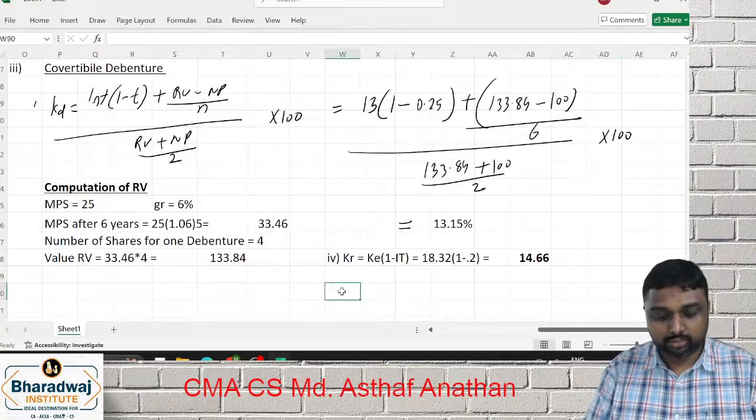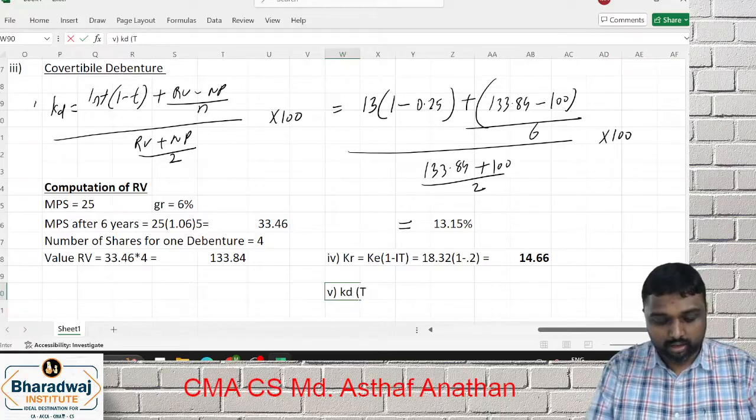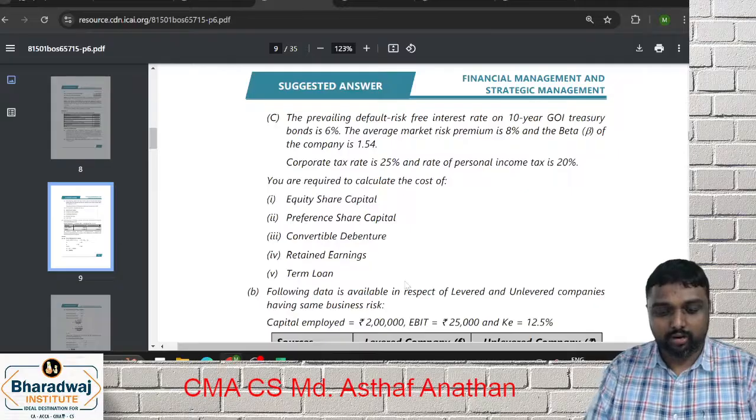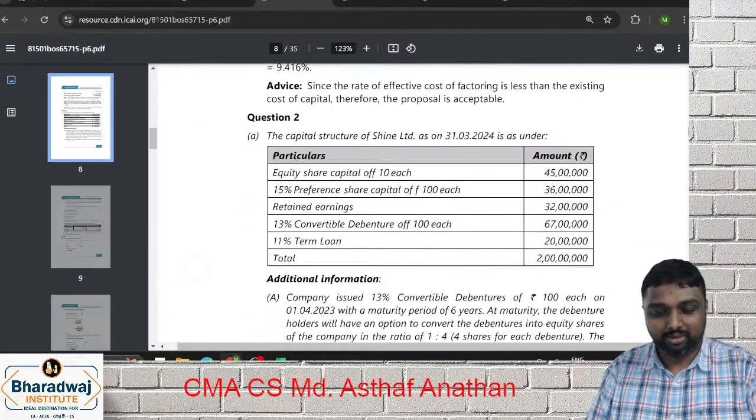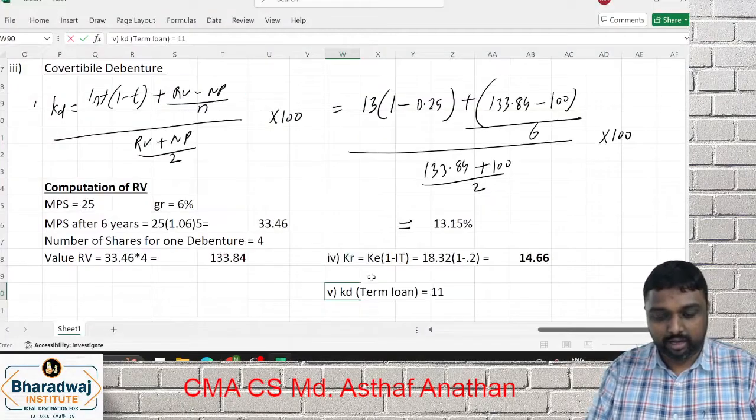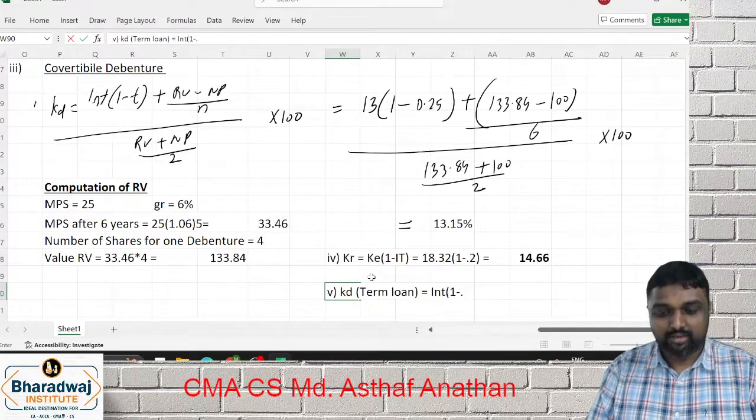14 point. Last but not the least, your term loan. For the term loan we know there is no premium, no discount. The interest rate is given in the question itself, 11%. The interest into 1 minus tax. What is the tax rate? 0.25. Can anyone tell me the amount?